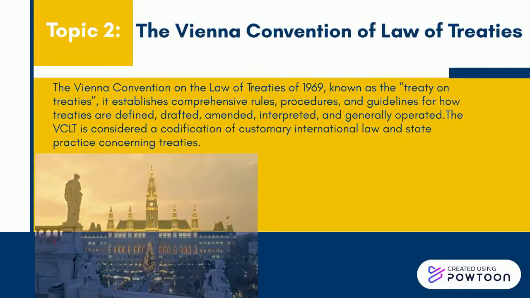The VCLT of 1969, also known as the Treaty on Treaties, established comprehensive rules, procedures, and guidelines for how treaties are defined, drafted, amended, interpreted, and generally operated. The VCLT is considered a codification of customary international law and state practice concerning treaties.